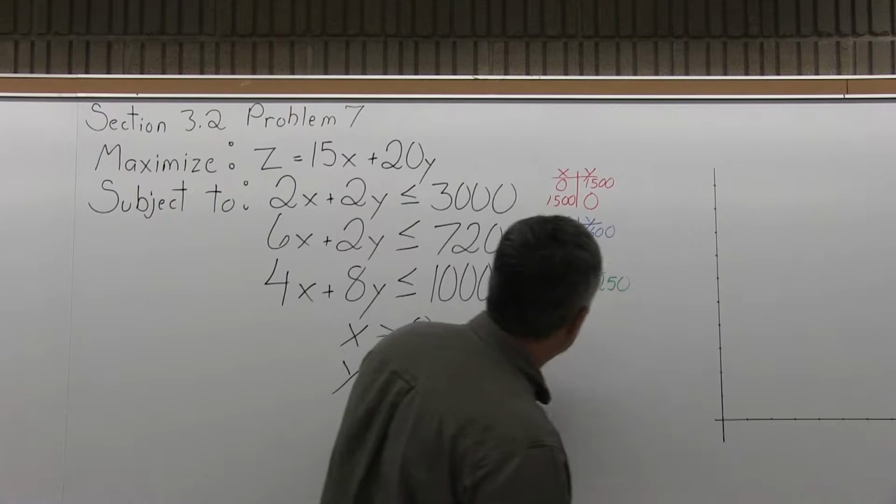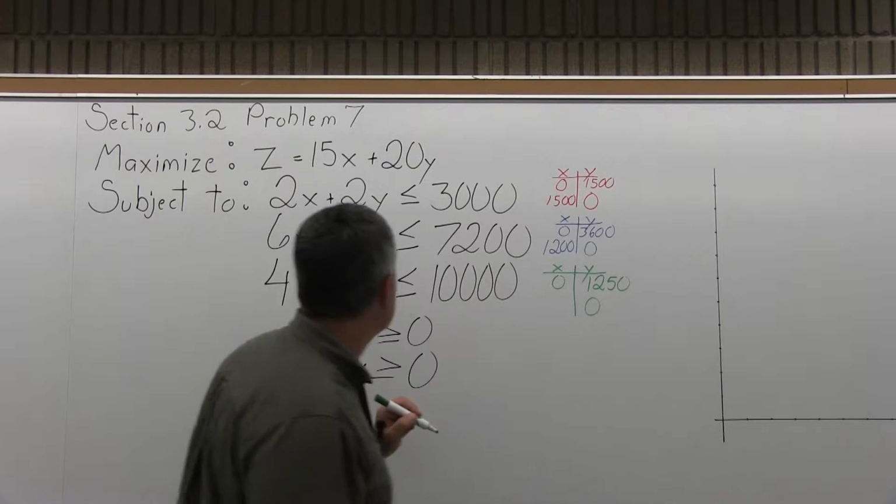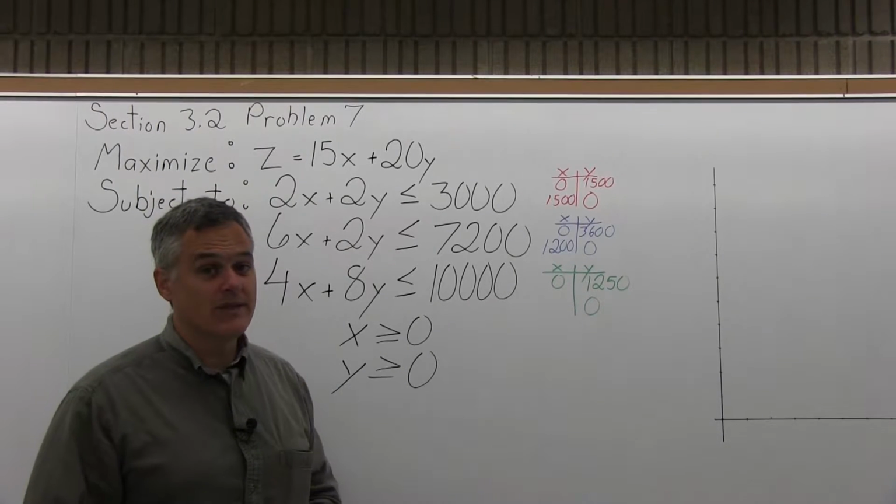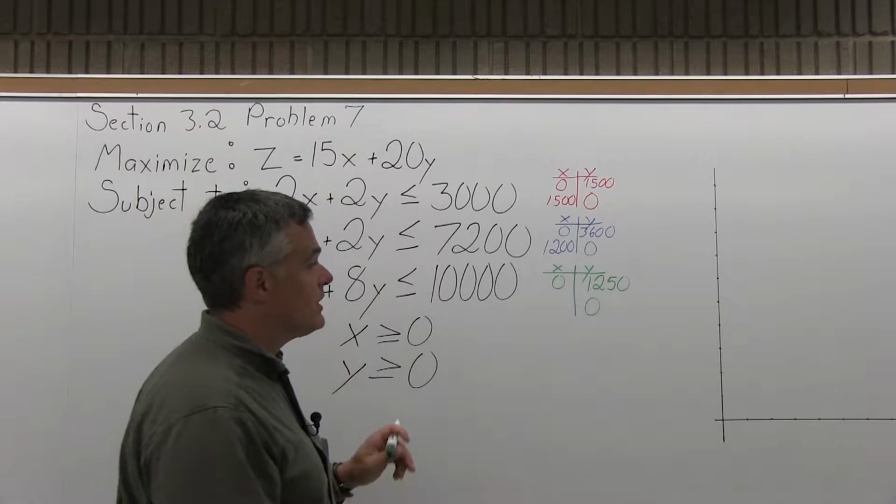And one more point. If y is 0, I would have the equation 4x equals 10,000. So divide away the 4 and you'd get 2,500.